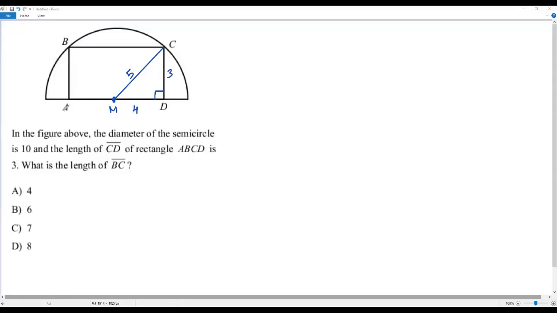Since M is the midpoint of the side AD of the rectangle, the length of AM also must be 4 because M is the midpoint. What is the length of AD? So that is 4 plus 4, that is 8.